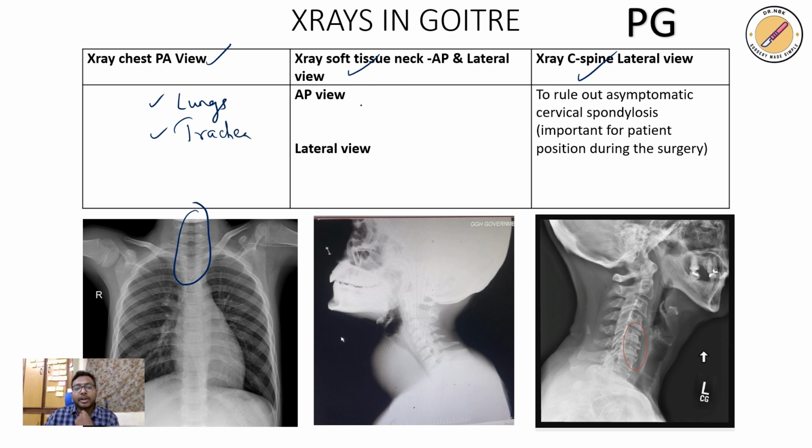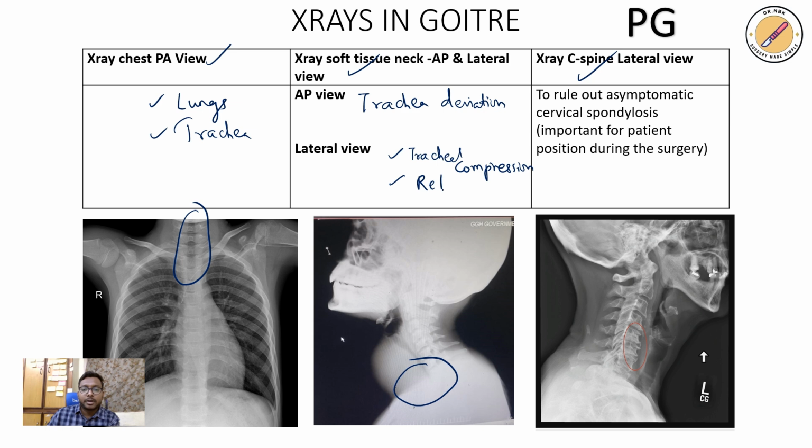Coming to X-ray soft tissue neck, AP view is mainly for trachea deviation. Lateral view is mainly important for tracheal compression because in case of huge goiter over a prolonged time, it can compress the trachea. So you can observe for the tracheal compression in lateral view. Also, if there is any retrosternal goiter extension, you can take a note of it. So retrosternal extension of goiter.